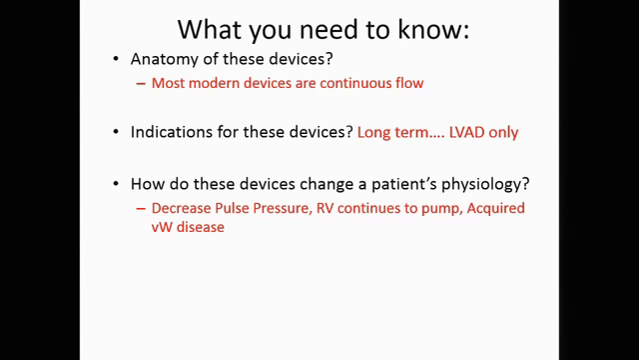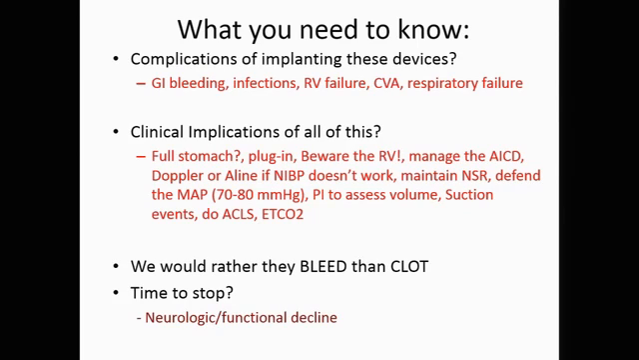How do these devices change a patient's physiology? They have much less of a pulse than they did before they had the device. The RV continues to pump. That matters to you. They all have acquired von Willebrand's disease. What are the complications? The number one reason you're going to see them is GI bleeding or some sort of abdominal disaster, RV failure, stroke, respiratory failure.